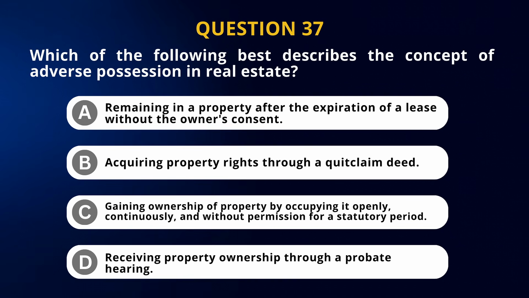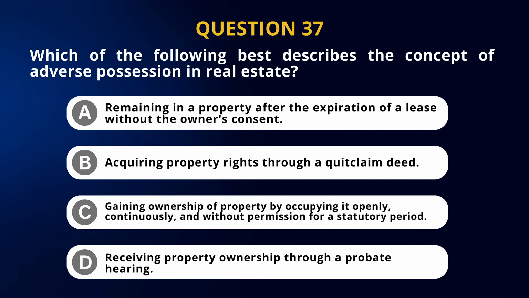Question number 37. Which of the following best describes the concept of adverse possession in real estate? Letter A, remaining in a property after the expiration of a lease without the owner's consent. Letter B, acquiring property rights through a quitclaim deed. Letter C, gaining ownership of property by occupying it openly, continuously, and without permission for a statutory period. Letter D, receiving property ownership through a probate hearing.